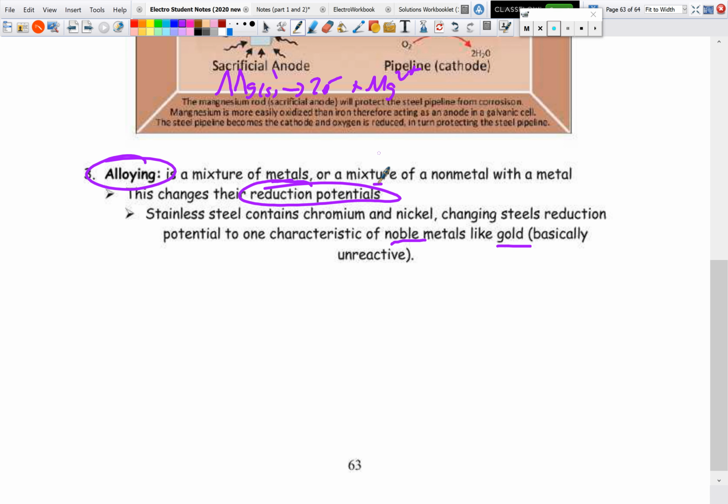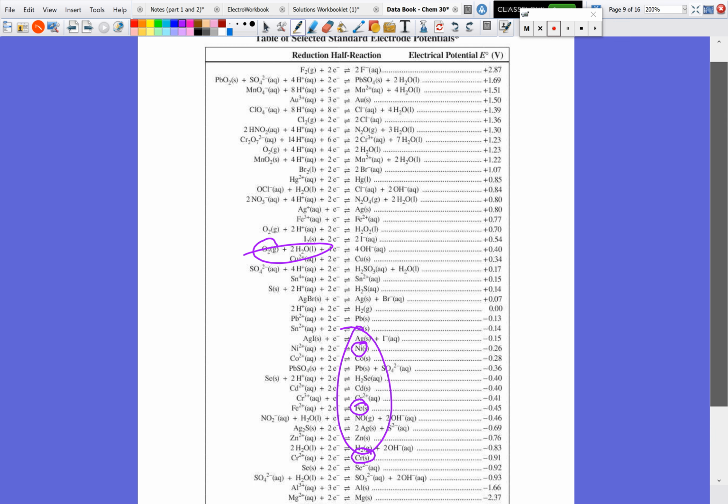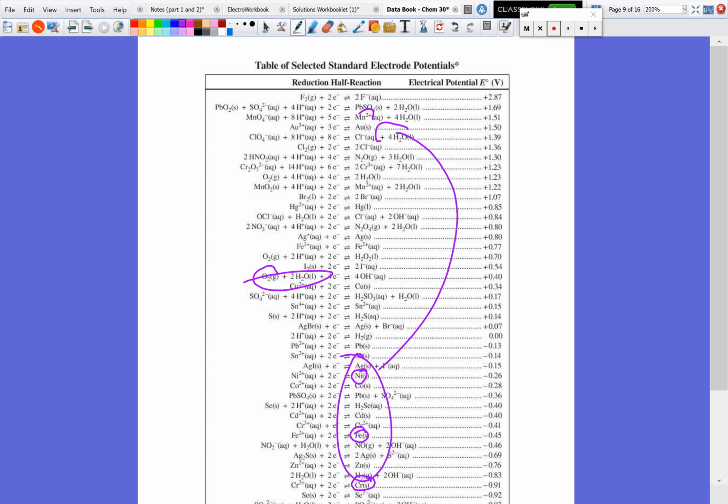Even though we have a combination of chromium, nickel, and iron, which when we look at our data booklet, chromium is here, so I'll just highlight all of them here. We get a combination of chromium, nickel, and iron. When you look at these here, these are all fairly strong reducing agents. They're all below this right here. So technically, individually, these will all react to corrode. But for some reason, when you have a combination of all these, it actually increases its reduction potential to almost up here to that similar of gold.